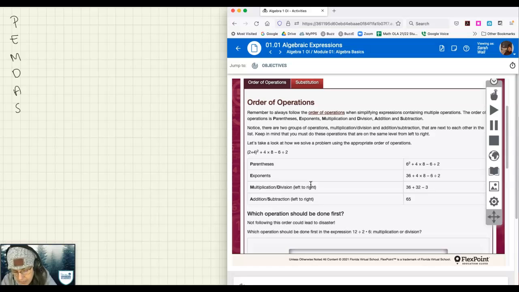knowing that this is one thing and this is one thing. Because if you notice, they go from left to right. So once you get down to multiplication and division, you're just doing the order of operations from the beginning to the end.